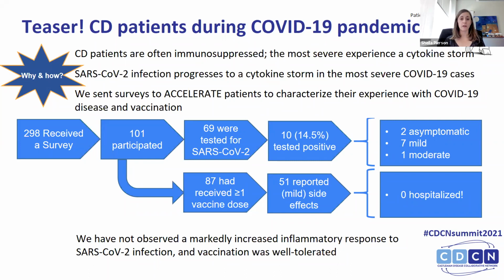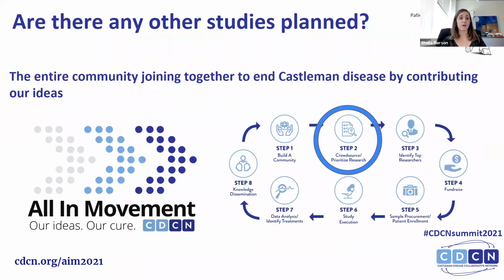Of course, it's a very frightening thing to have to make a decision of what to do, but our data is really suggesting that patients have done well with the vaccine in terms of side effects, and that so far we haven't seen anything to suggest a much worse inflammatory response to COVID-19 as well. And so you might ask, are there any other studies planned, or is everything that I've talked about it for Accelerate?